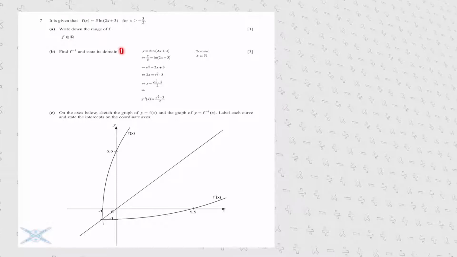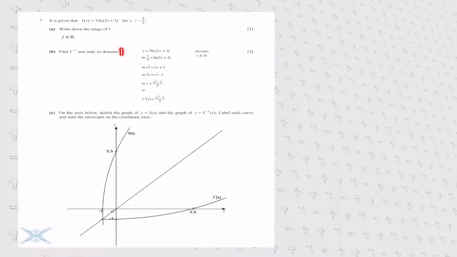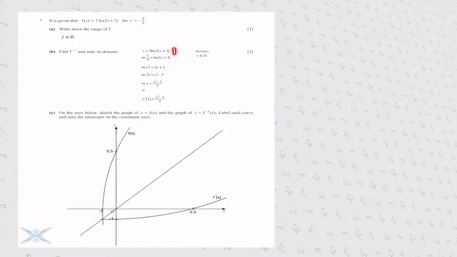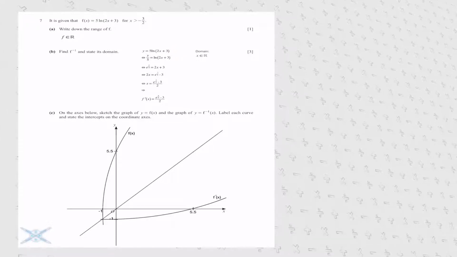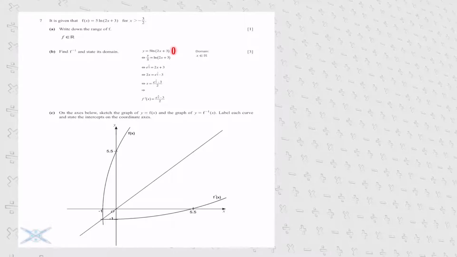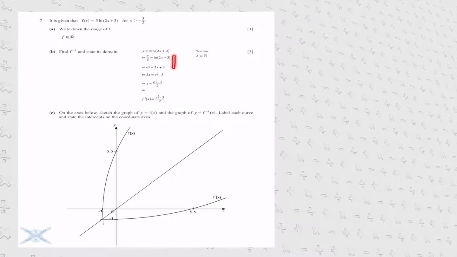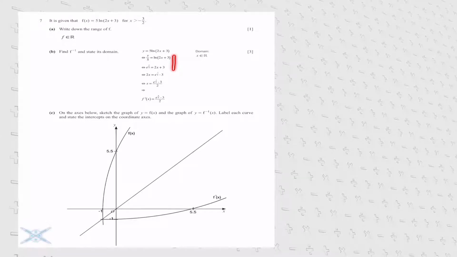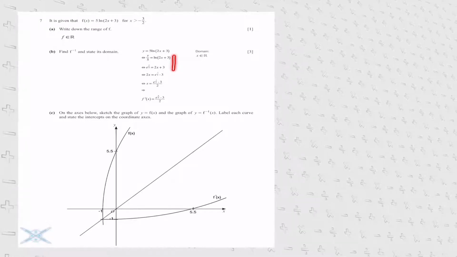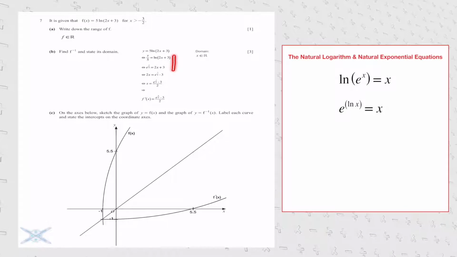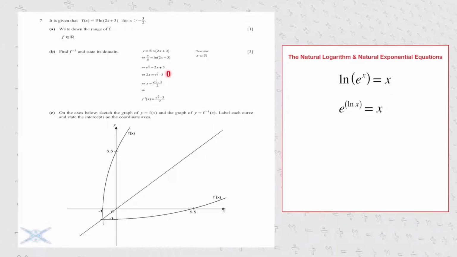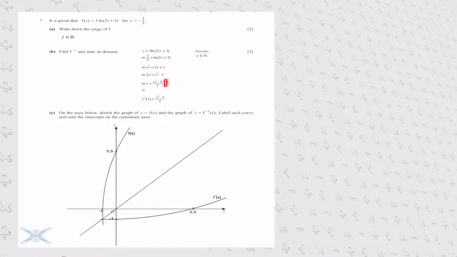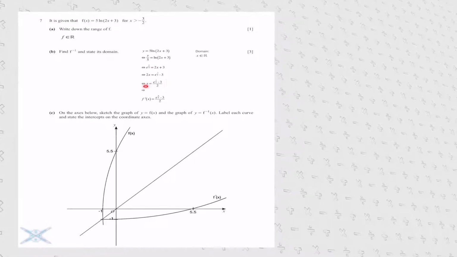In part B, we're supposed to find the inverse of this function and state its domain. We can achieve that by rearranging the function for x. In the first step, we will divide this equation by 5. In the second step, we make use of the relationship between natural logarithms and natural exponential equations, which you can find provided on the right-hand side of your screens. Continuing from there, we will isolate our x expression, which is 2x, whereafter we will divide it by 2 in order to fully isolate x.